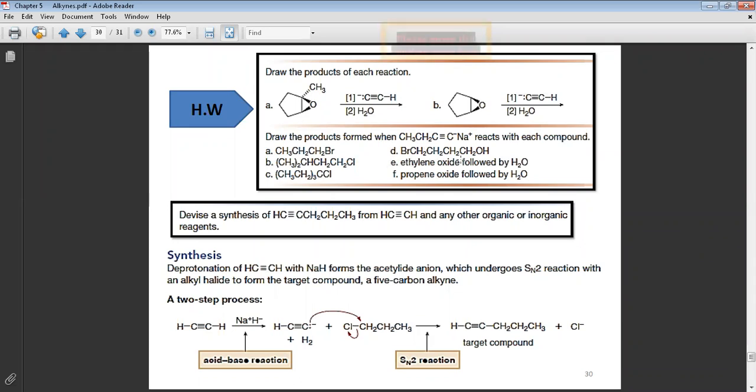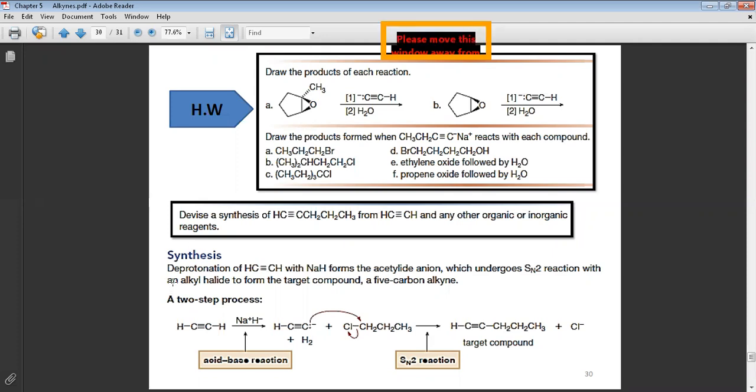Look, ethylene oxide followed by H2O. That means this is also a two-step reaction, so be careful about that. I want you to write the product. This is homework for you. It is also easy, not so difficult. Try to write the products.